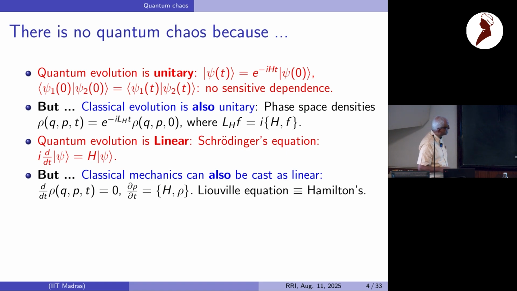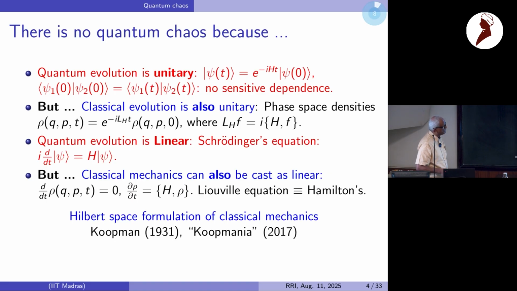It looks exactly like the Schrodinger equation. Well, it looks more like the Heisenberg equation. So the Liouville equation can give you Hamilton's equations. It's equivalent to Hamilton's equations. Nothing wrong with this. For instance, if you put q there, that will give you dq by dt is p.